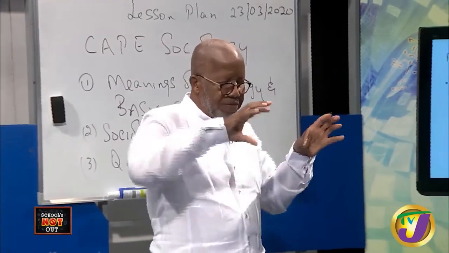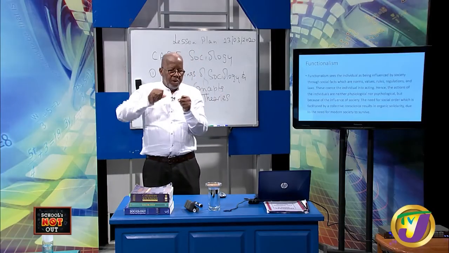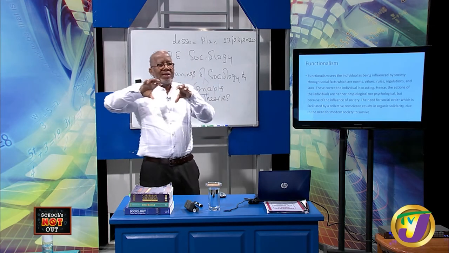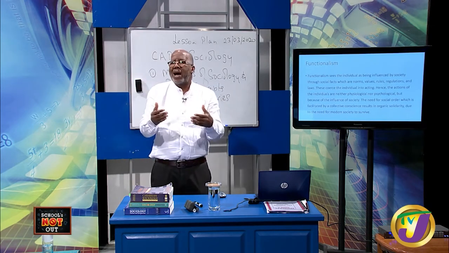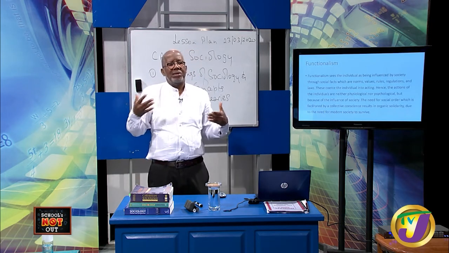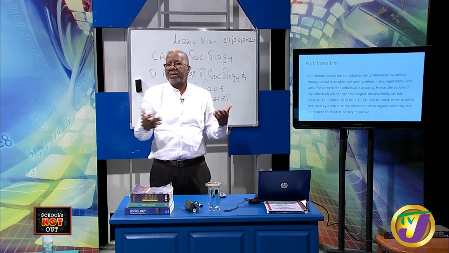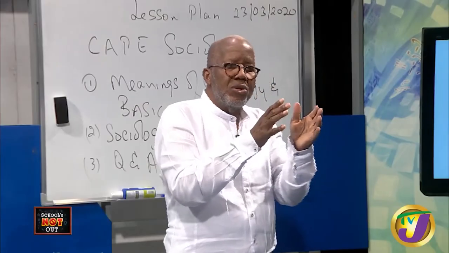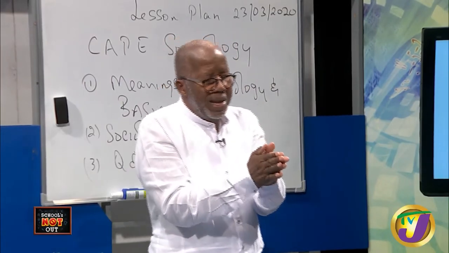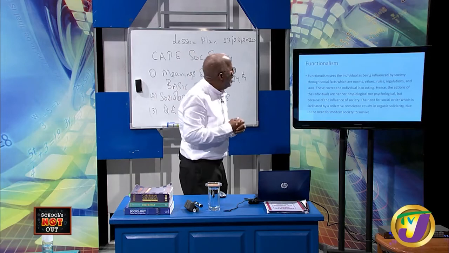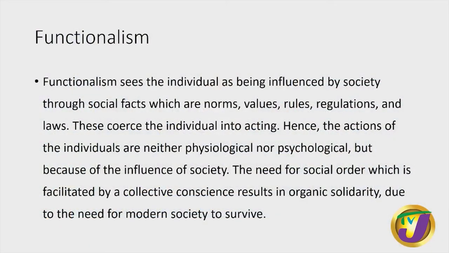So we have to understand, functionalism was the first. Very important, because if you put it in perspective, then you understand why they view society from a particular angle, what was happening in society at the time, why this is how they view society. And so the functionalists view society, their starting point is social order. They believe that everything starts with social order. So we said that functionalism sees the individual as being influenced by society through social facts.